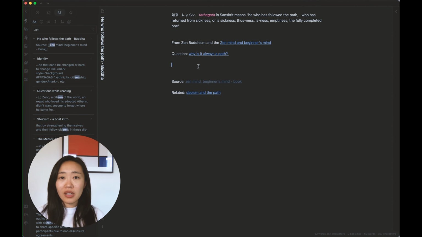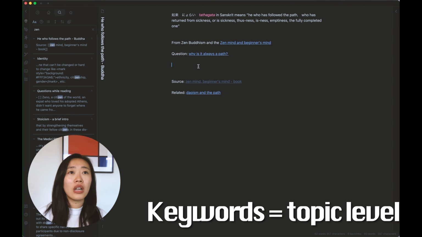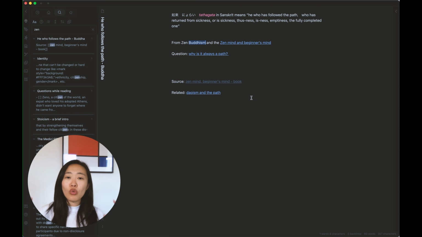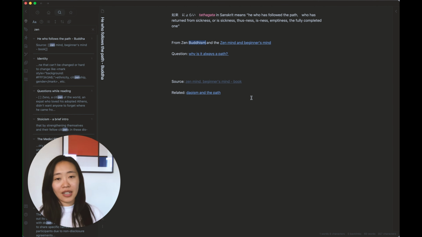And these words are typically at the topic level. So for example, for this one, I'm adding Buddhism as a general word that's not too specific so that I'm more likely to find this note later on when I'm trying to make connections.